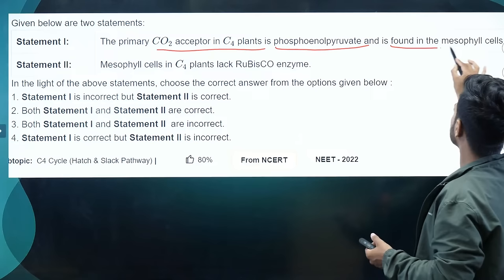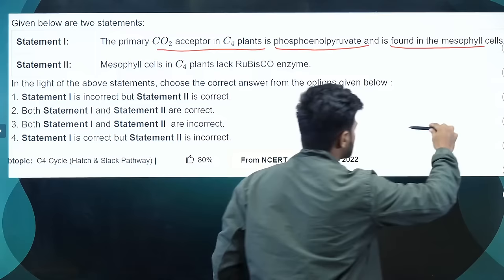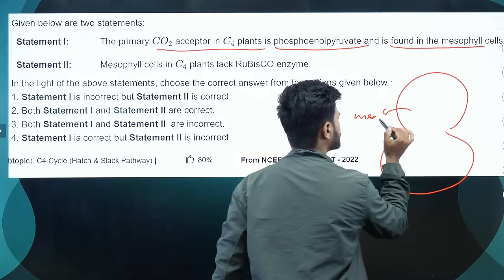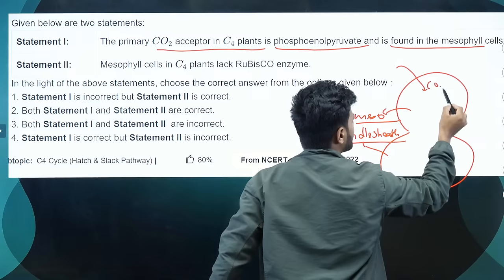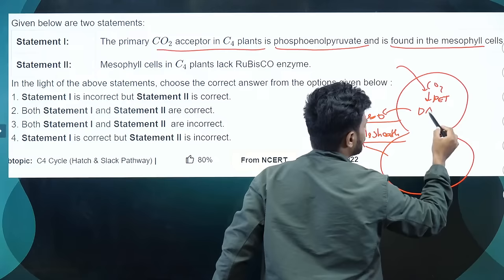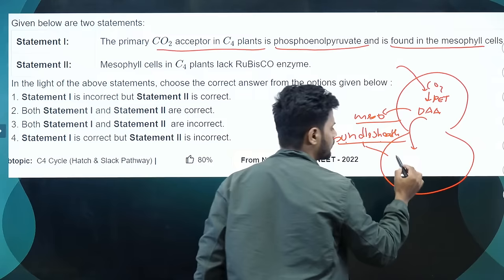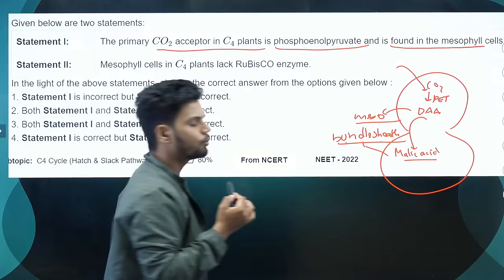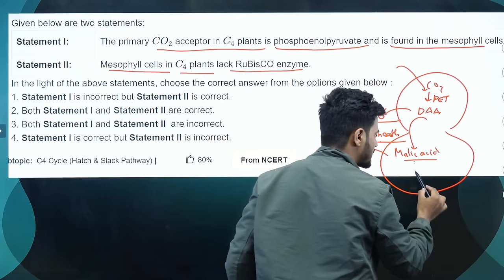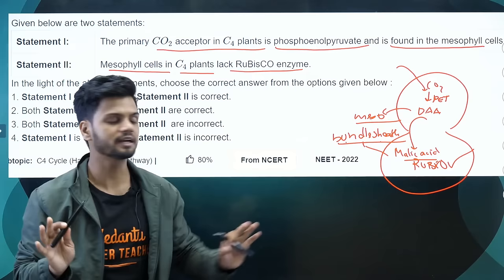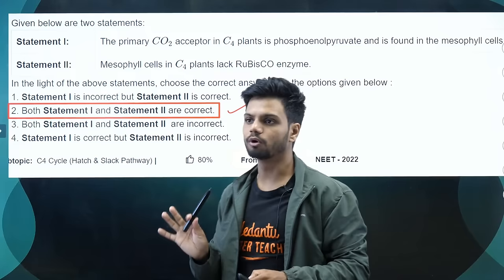If you look at the C4 pathway, it's divided into two parts. Here are the mesophyll cells, and here are the bundle sheath cells. In the mesophyll cells, CO2 enters and is taken by phosphoenolpyruvate, getting converted to oxaloacetic acid, which is later sent to the bundle sheath in the form of malic acid. Why is it sent here? Because mesophyll cells in C4 plants lack the Rubisco enzyme. Rubisco is only found in the bundle sheath, not in the mesophyll cells. So both statements are correct.